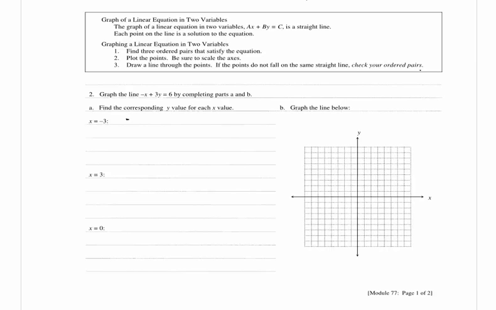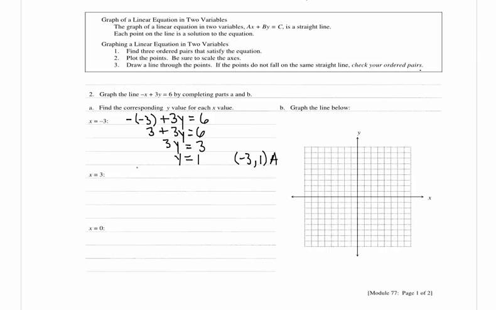So we have negative 3 plus 3y is equal to 6. Negative negative 3 is positive 3. And now we're going to subtract 3 from both sides, and we get 3y is equal to 3. And now divide both sides by 3. So we have y is equal to 1. So our ordered pair is negative 3, 1. And we can call this point A.